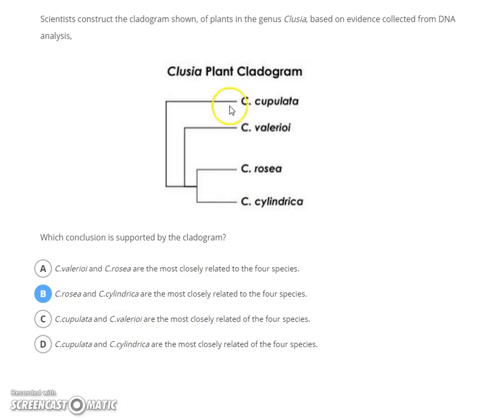These two being closest related, no. Again, they're close together on the chart. That does not mean they're closely related. We have to go backwards until these guys meet, and where they meet is way back here at the beginning, so they are not closely related. And then same thing with these ones. They don't meet until they come way back here. So, closely related, Rosea and Cylindrica. Why? Because they've split the most recently from each other. So that's letter B.